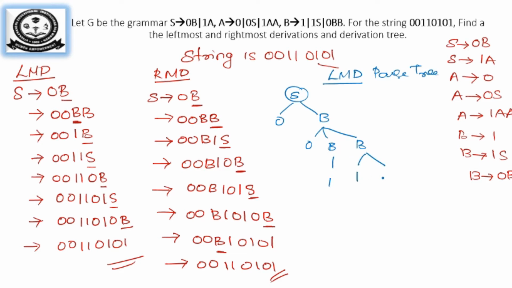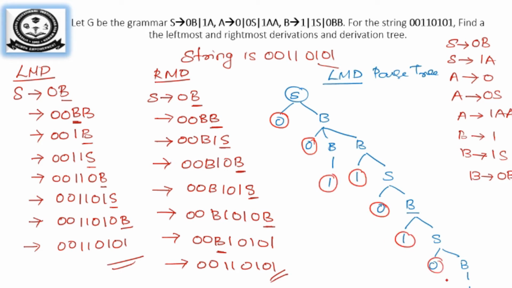1S, so it is 1S, and for this S I have again substituted 0B. Okay, and for this B again I have substituted 1S, and finally for this S I have substituted 0B. Then finally for this B I have substituted 1. So now see the leaf nodes alone, whether you get the string. So it's going to be 00110101. So this is the parse tree using the LMD for the given problem.